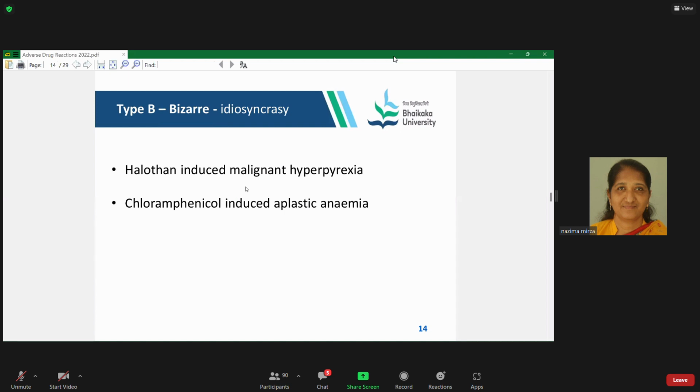Halothane induced malignant hyperpyrexia or chloramphenicol induced aplastic anemia. Idiosyncratic reaction. We still do not know the mechanism. Till now we do not understand how it is producing. So these are type B, bizarre, though uncommon, may be responsible for death, may be responsible for morbidity.